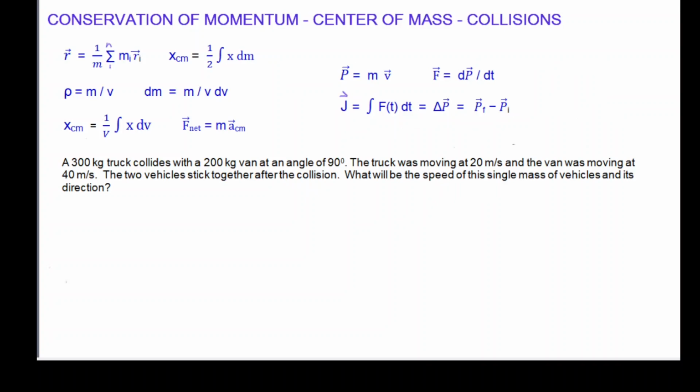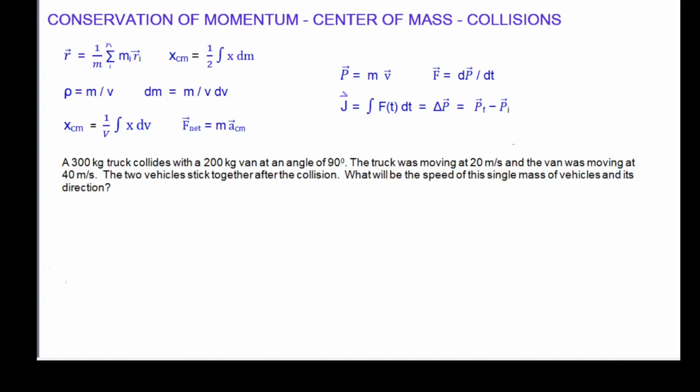Next problem is a 300 kilogram truck collides with a 200 kilogram van at an angle of 90 degrees. The truck was moving at 20 meters per second and the van was moving at 40 meters per second. The two vehicles stick together after the collision. What will be the speed of this single mass of vehicles and its direction?